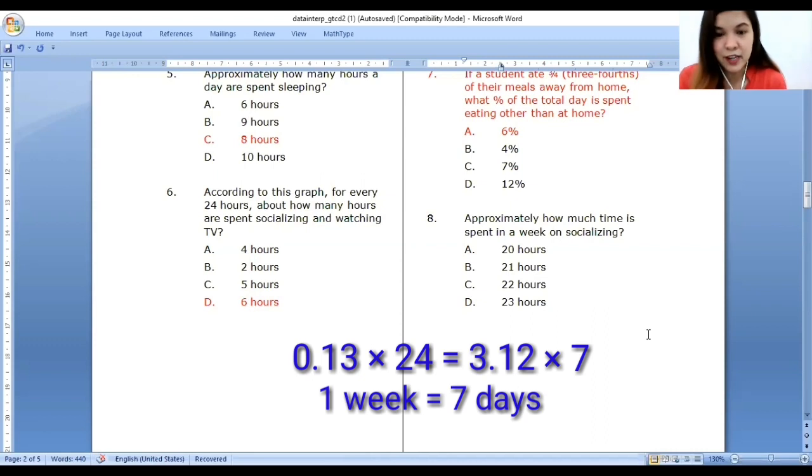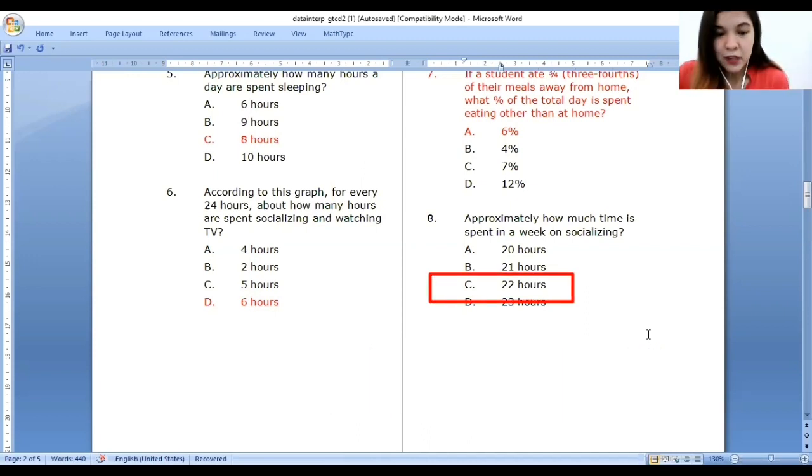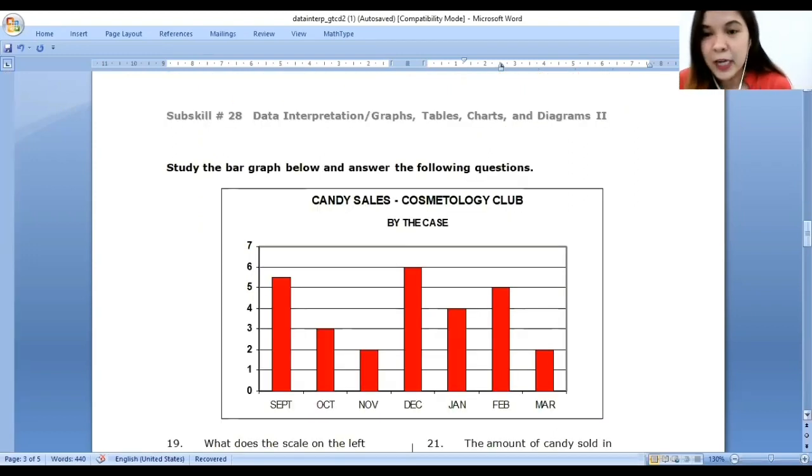So, ang lumabas dito sa calculator ay 21.84. Then, round it off to the nearest whole number. So, the answer now is 22. 22 hours is spent in socializing in a week. That's our answer. Next, we have here a bar graph.